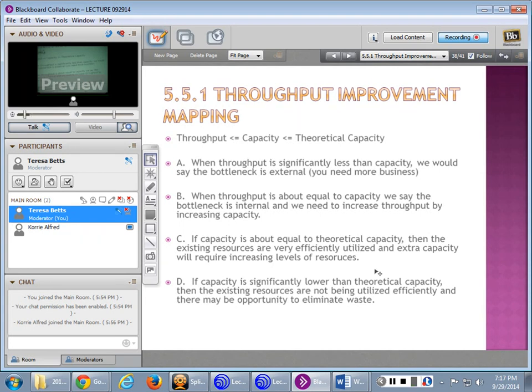So that's why I specifically asked you to calculate that for your processes that you're evaluating, so you can look and say, okay, and in most cases, the ones that we've looked at here, we have had the gap between capacity and theoretical capacity. There's usually waste in the process that we can look at and attack, okay? And if capacity is significantly lower than theoretical capacity, existing resources are not being utilized efficiently, and there may be an opportunity to eliminate waste.